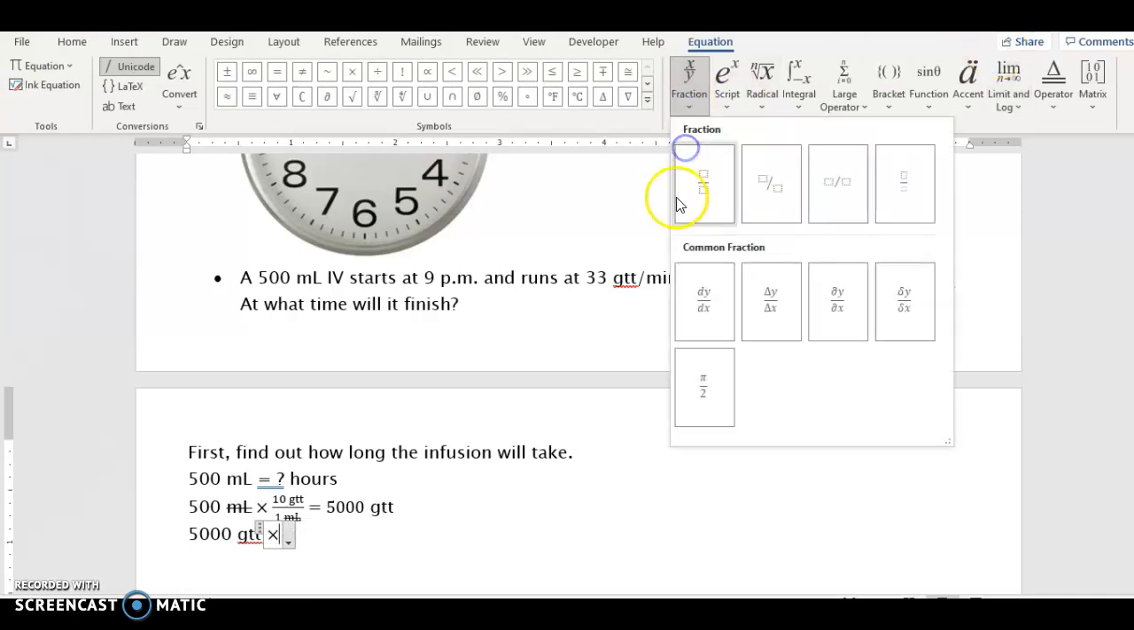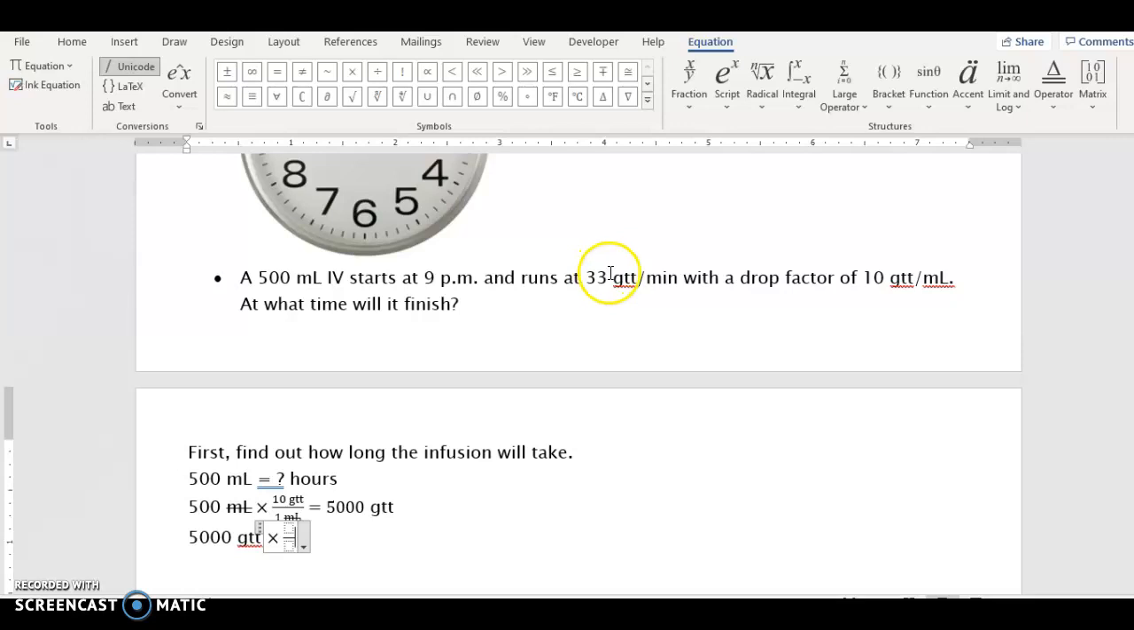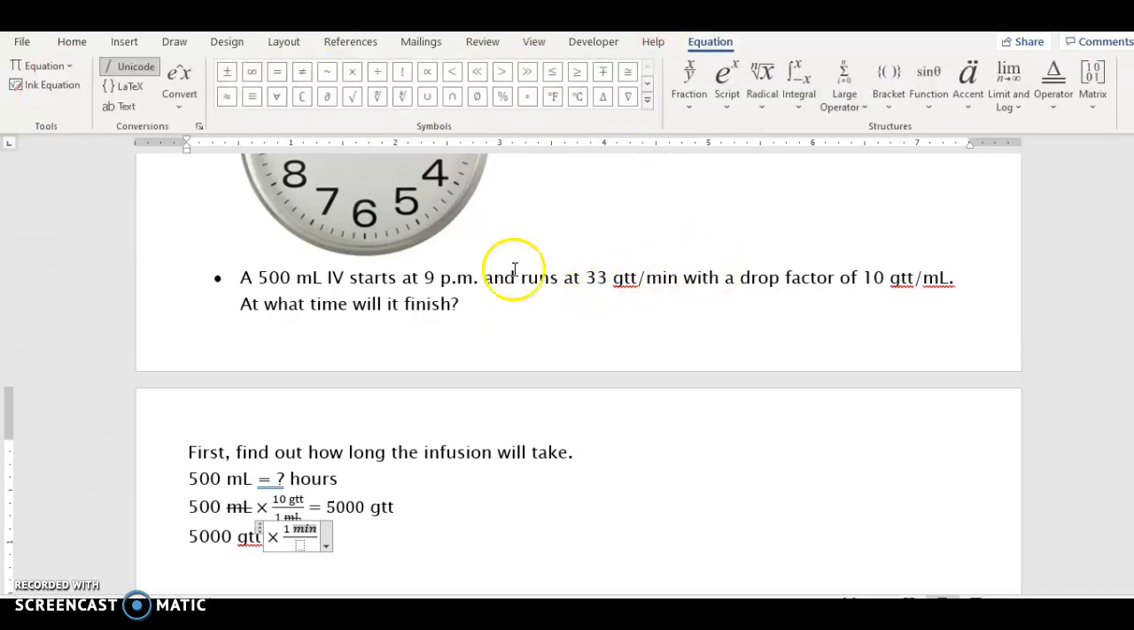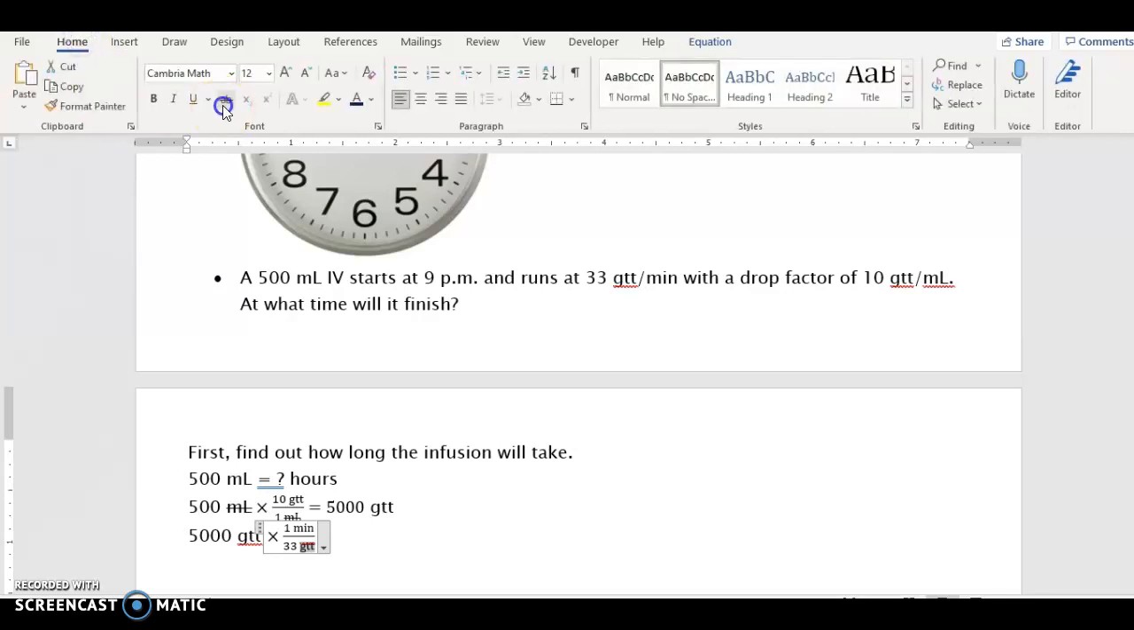Okay, so what I mean by invert, instead of having 33 on top and minutes on the bottom, we're going to have 1 minute in the numerator. In other words, I'm flipping this fraction over. So 1 minute in the numerator and the 33 drops in the denominator, which makes sense. So we can eliminate the units of drops.